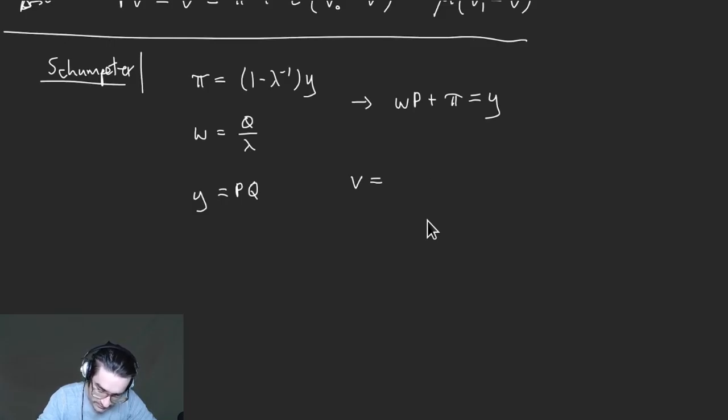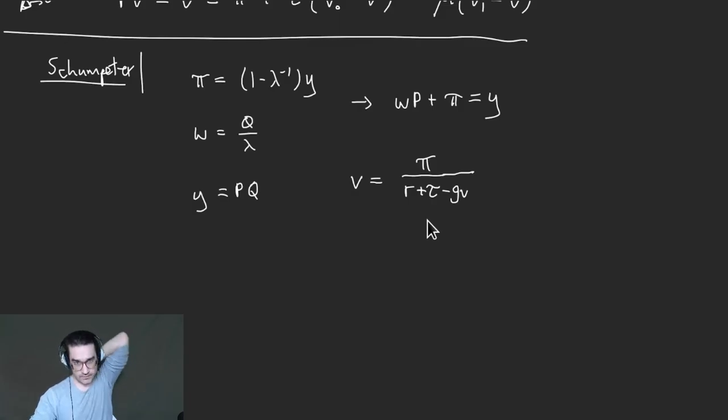And then I guess the last thing we did last time was the value function. Remember, we found that the value function, in general, is going to look like pi over r plus tau minus gv. If you do that trick where you divide by v, you're going to get pi over r plus tau minus gv. So that's sort of what we found last time.